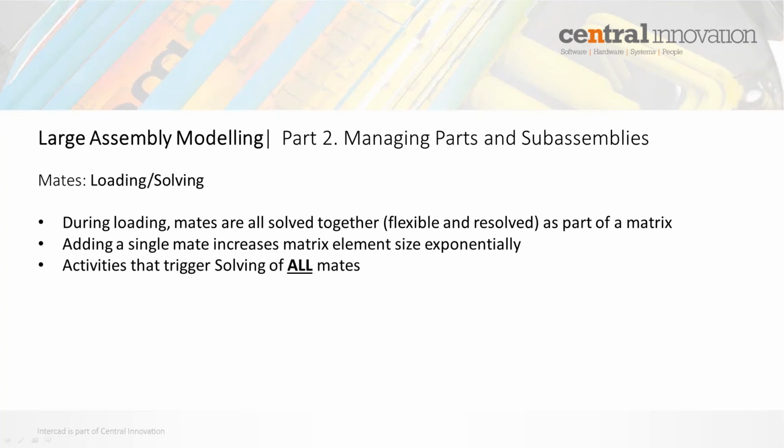If you add a single mate, it increases that matrix element size exponentially. So if we're talking about a minimum mate count of 300 mates per assembly, that's 90,000 elements in the matrix. If we bump that up to 301 mates, it goes up to 90,601 elements. So every time you add a mate, you're significantly increasing the size of that matrix, and consequently bumping up the time that it takes to process all of those matrix elements.